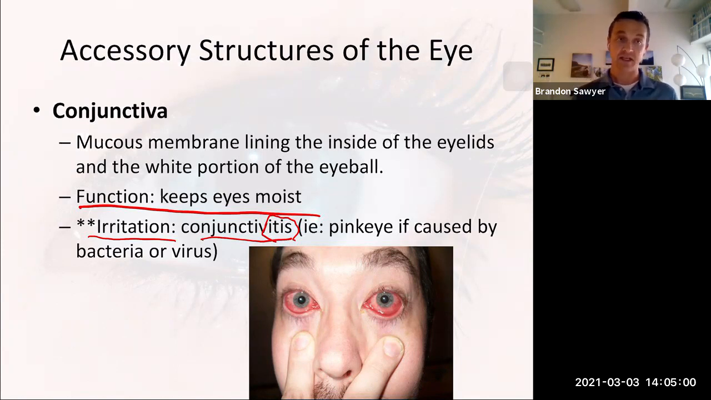If this irritation is caused by a bacteria or virus, then this is what's known as pink eye, like this guy has here. Right? Highly contagious if it's the viral type. And if it's a bacterial type, it's much easier to knock out with some antibiotic eye drops. But if you have the viral type, it can be pretty nasty. Put your hand up if you've ever had the viral type. It takes like a week or two to go away.